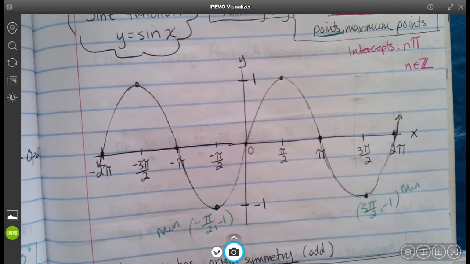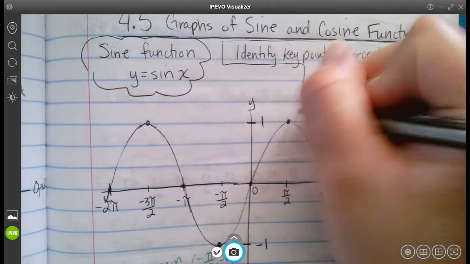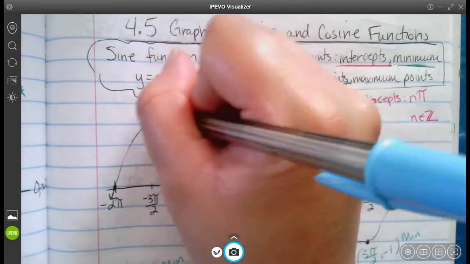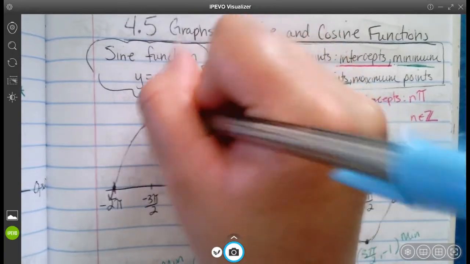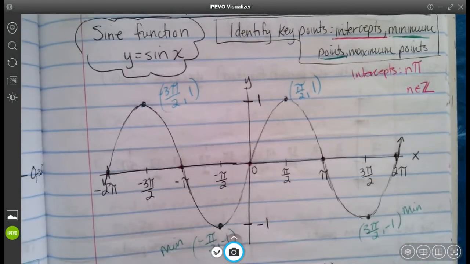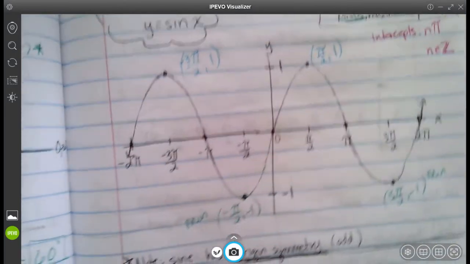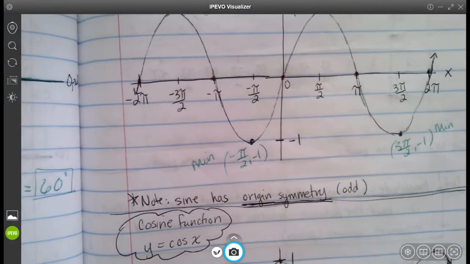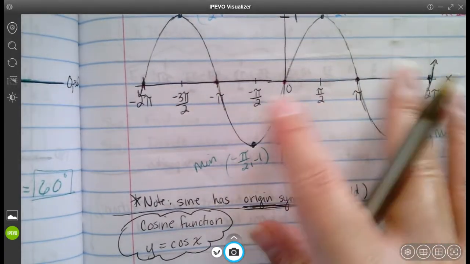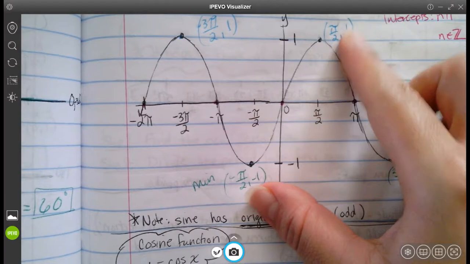Likewise, the maximum points are on the opposite side. So you're going to have a max up here at pi halves, +1. A maximum here at -3 pi halves, +1. Again, we have positive ones on the top of our graphs, and you'll notice this pattern throughout the entire section of sine. We're also going to note that sine has origin symmetry, which is the same as odd, which means that if I were to rotate this 180 degrees, it would basically land on top of itself. This point would land here. Our x's and our y's just switch signs.